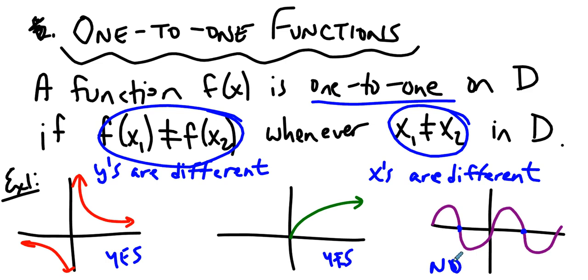So the way your high school teacher may have explained this to you is we imagine a horizontal line, and then we run that horizontal line up and down through the range of the function. And if the horizontal line ever hits the function twice, then we say it is not one-to-one. It's a test for not one-to-oneness. And it's based on this idea that if the x's are different, the y's have to be different for the function to be one-to-one.